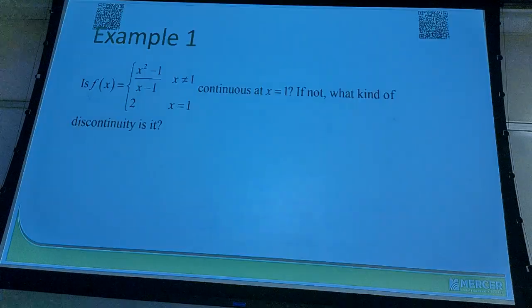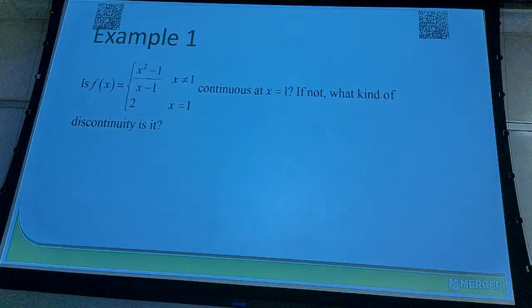Well, 2 is clearly continuous. So that's fine. X squared minus 1 over x minus 1, well, that's a rational, right? So it's continuous everywhere over its domain. X cannot be 1. So that's continuous everywhere within its domain. The only possible point of discontinuity is that break in the piece, right? In this case, it's 1. So that's what we're going to check.